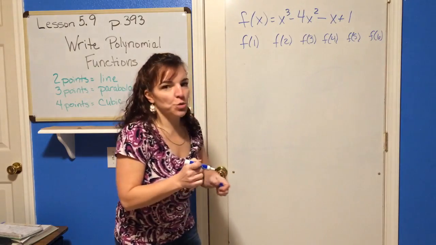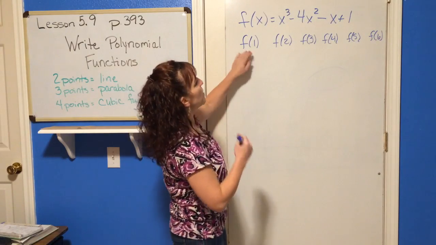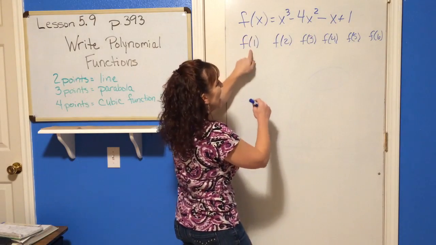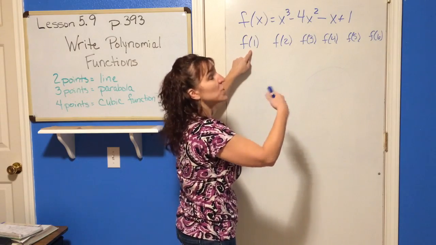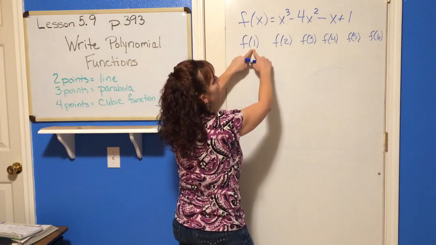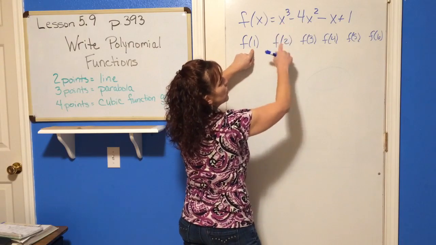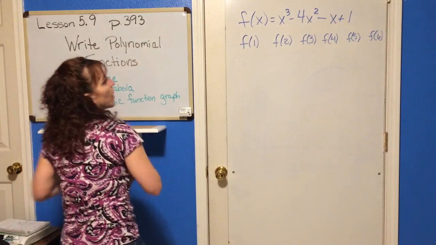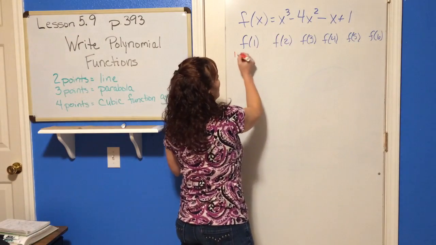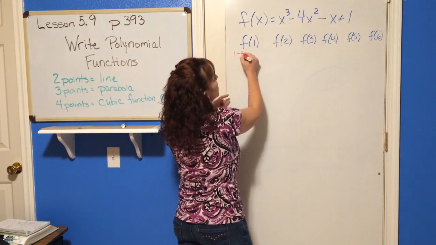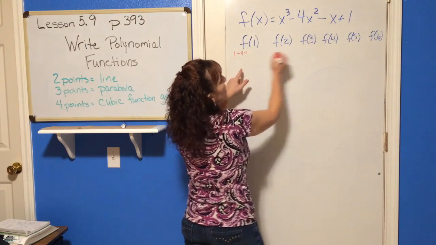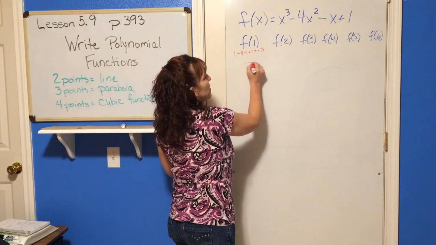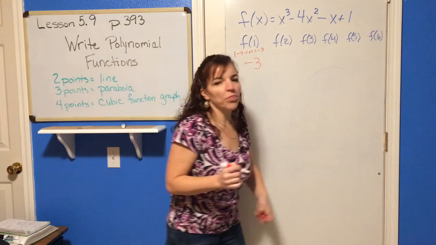Okay, so here's what I want you to do when you pause. I want you to come up with, if I put in 1 for this function, what answer am I going to get? I'll show you with 1 just to remind you, and then I want you to do all 6, and then come back. So the function of 1: 1 cubed is 1 times 1 times 1, so that's 1. Then 1 minus 4 times 1 squared is 4, and then minus 1, and then plus 1. And that value, if you work it out, is going to be -3. All right, and I want you to do that for 1 through 6. Pause, go.